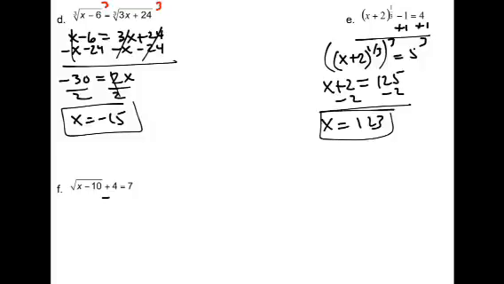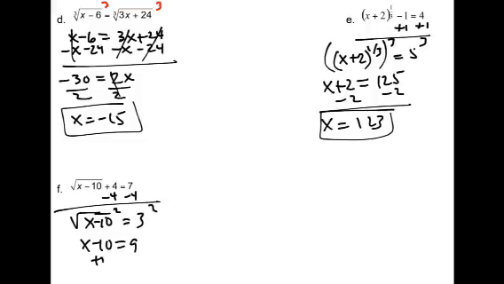Over here, subtract 4 from both sides. Now we're going to square and add 10.